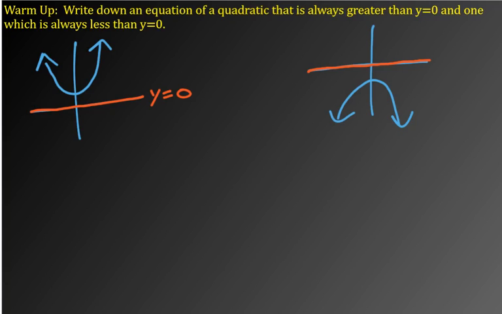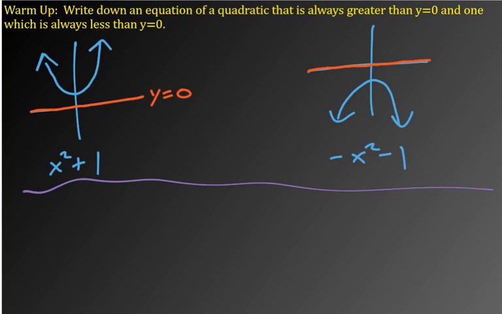And so you can just use function transformations or something. You can just do x squared plus 1, which would be a quadratic that's always greater than 0, and negative x squared minus 1. And so what we're really going to do today is we're going to have problems like x squared plus 1 less than 0 or something. And you have to think, okay, well, this quadratic is always greater than 0.